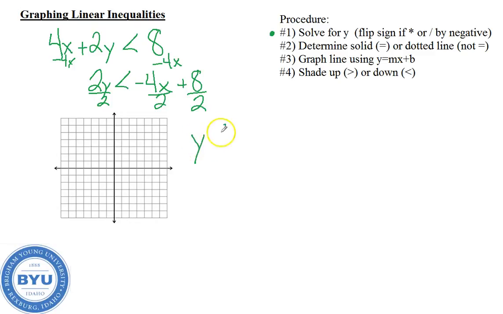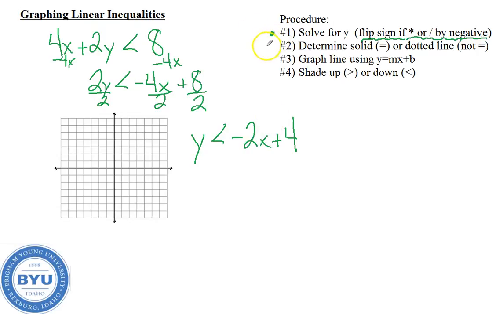When I do that, I get y is less than -2x plus 4. Now notice, I didn't flip the sign, and I wrote this in here just in case. If you ever have a problem where you divide by a negative, don't forget you'll have to flip the sign. I divided by a positive 2, so there's no sign flip needed.